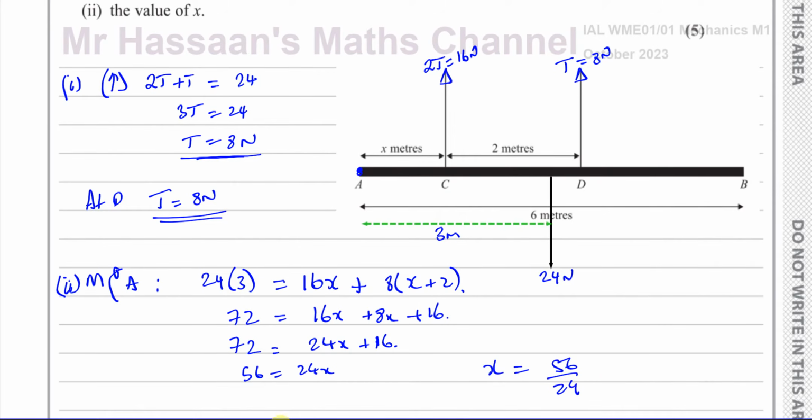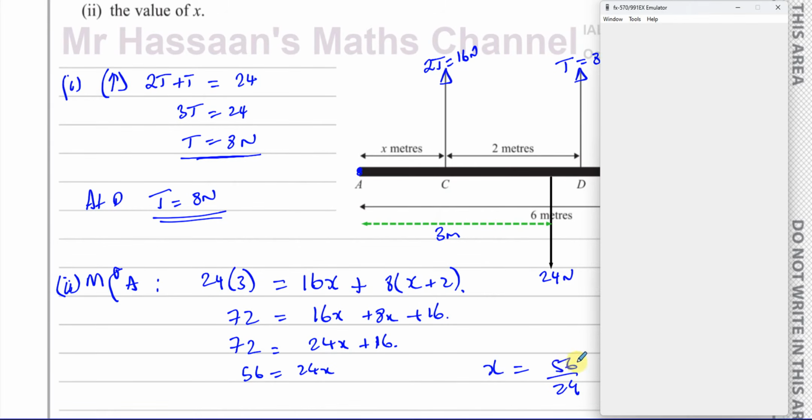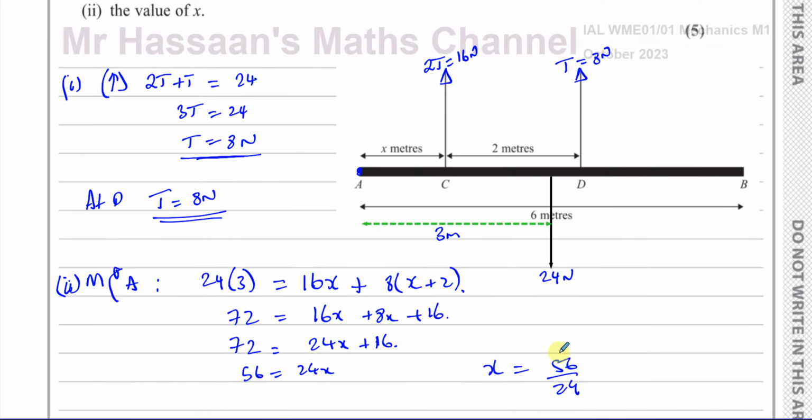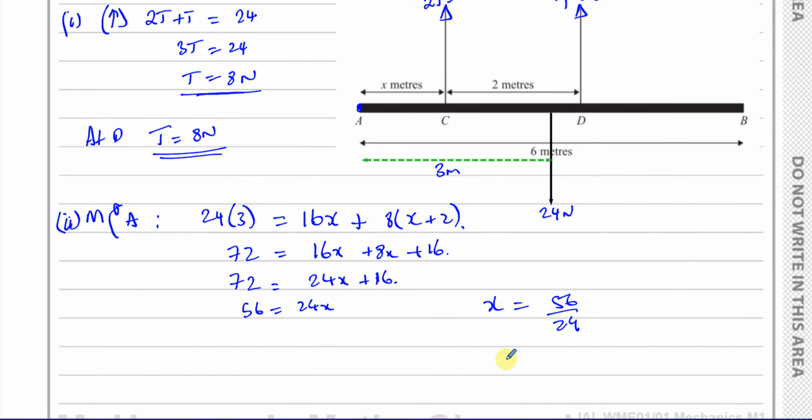So let's see how good my mental maths was there. So we have 72 minus 16, 56, good, divided by 24. And that gives us 7 over 3. Okay. So you can leave it as 7 over 3. So x equals 7 over 3 meters.